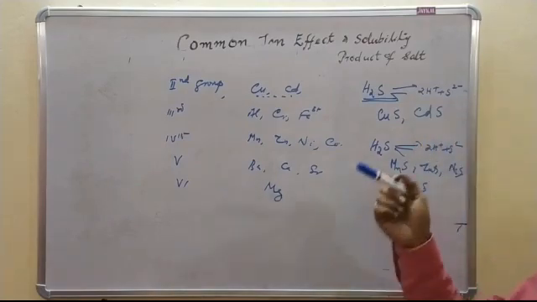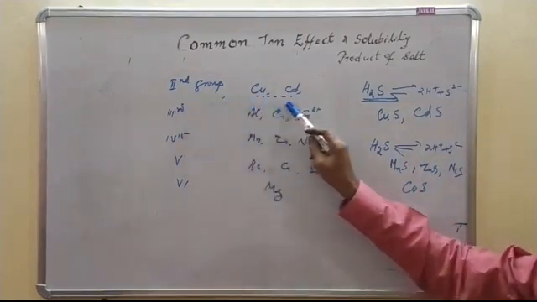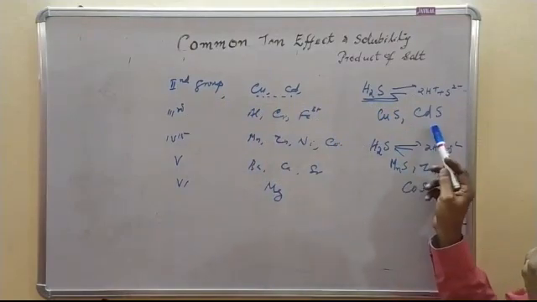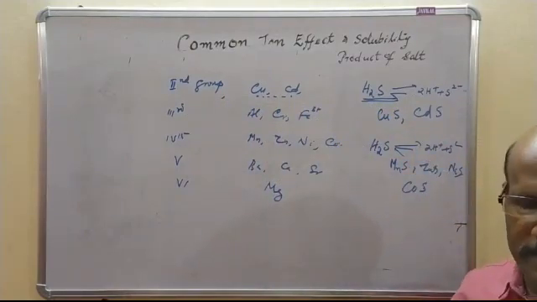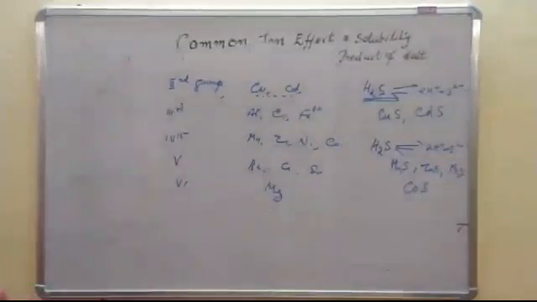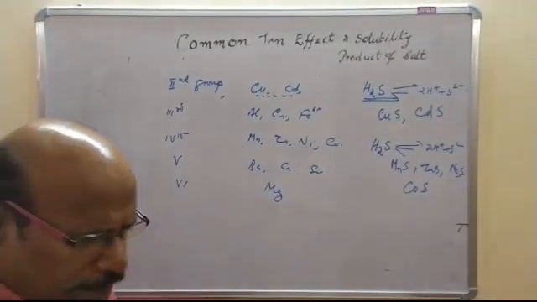So the second group metals are precipitated as copper sulfide and cadmium sulfide by passing hydrogen sulfide in the presence of HCl. The presence of HCl. Why? That is the situation. That is, those metal sulfides have generally low Ksp values.